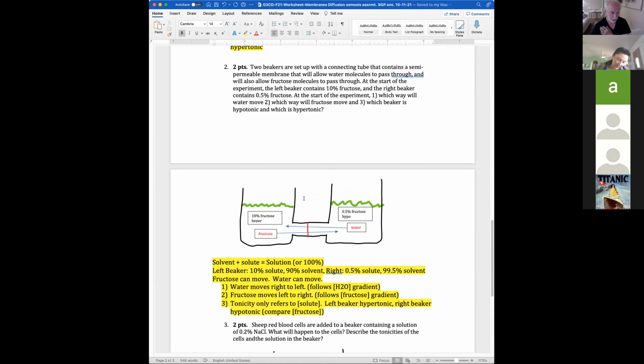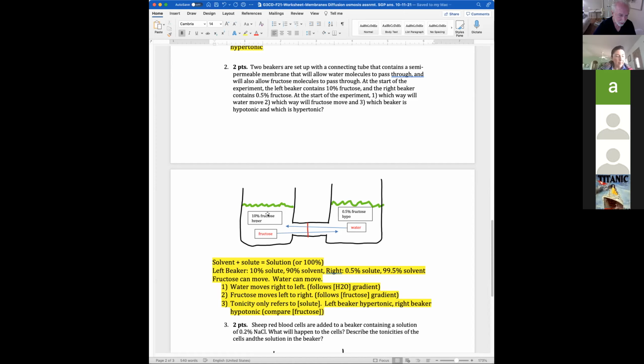In this case, we have two beakers connected by a tube, and in the tube, there is a membrane. In one of the beakers, there's 10% fructose, and in the other beaker, there's 0.5% fructose. Now, both fructose and water can go through this membrane. So in this question, it's as though the membrane isn't even there, because both water, both solvent and solute, can move freely between the beakers. So the first question is, which way does water move?